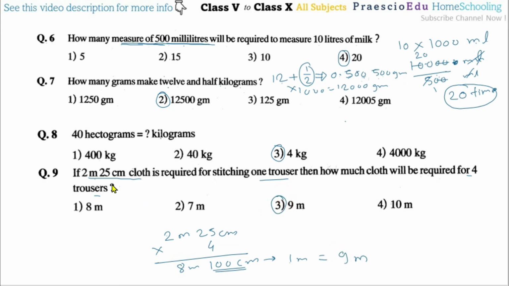Or another way: 2 meter and 25 centimeter. Now 25 centimeter, we know, is a quarter of a meter. So to get meters we have to divide by 100, which means 0.25, and if we add the 2 meter to this, it is 2.25. Then we can also multiply by 4 with the decimal. So this is one way, or this is another way.